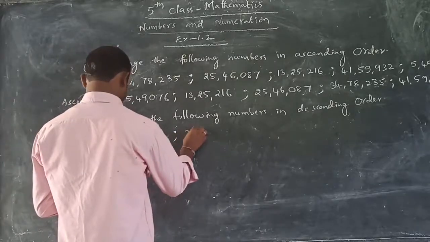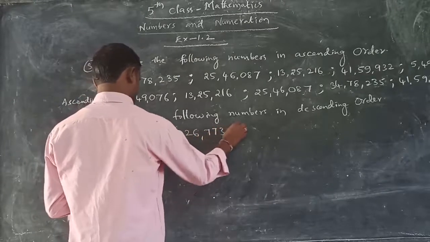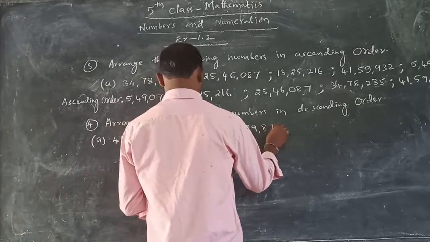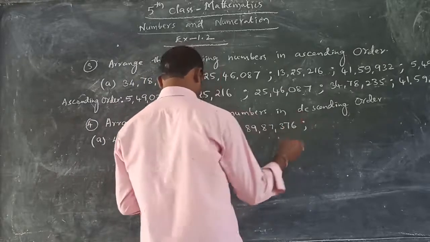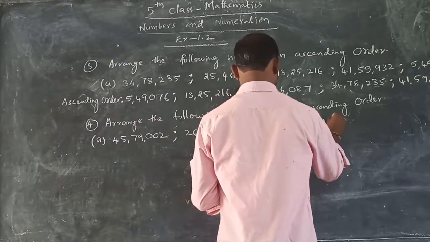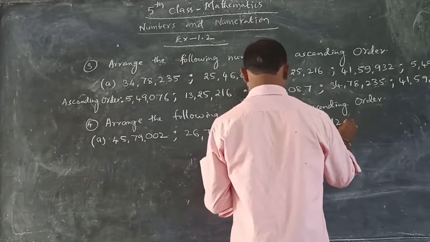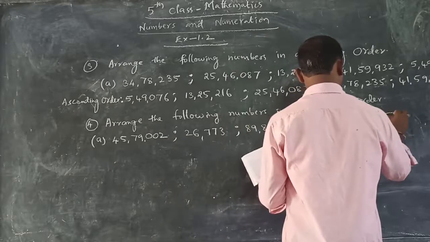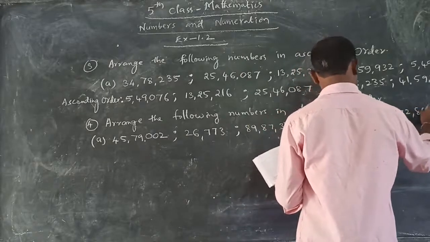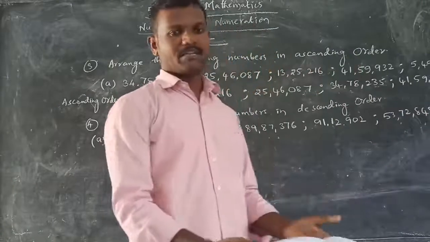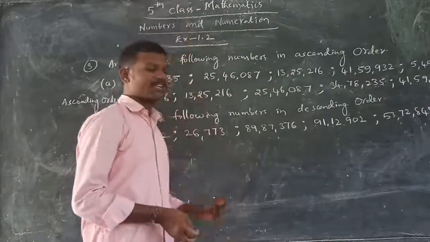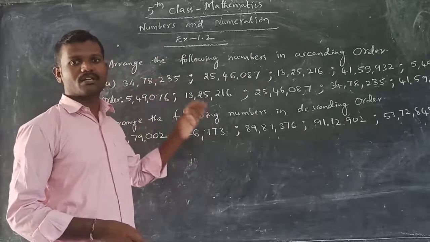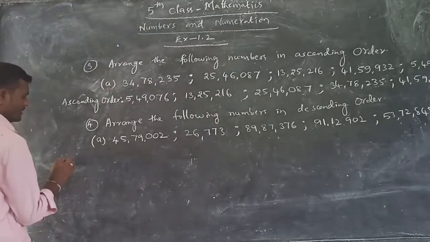Next, 26,773. Next, 89 lakh 87,376. Next, 91 lakhs 12,902. Next one, 53 lakhs 72,845. These are the numbers given in this problem. We have to arrange them in which order? In descending order. What is descending order? From bigger number to smaller number you have to write. So descending order.